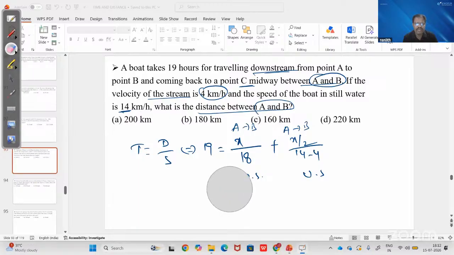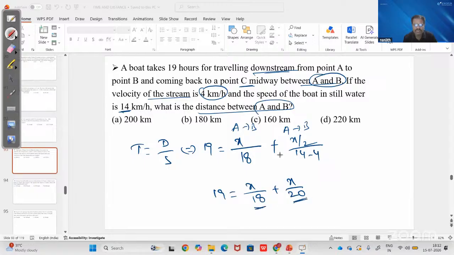Now we can write 19 equal to x by 18 plus x by 20. So what is the x value? It should be divisible by 18 and 20 tables. If I try 200, it is not divisible by 18, that is the 9 table. 160 is also not in the 9 table. 220 is also not in the 9 table. So the remaining value will be 180.